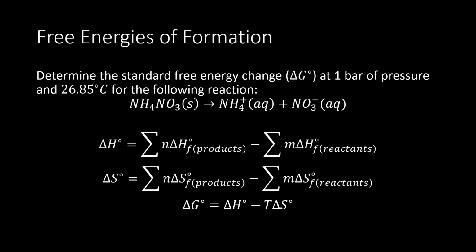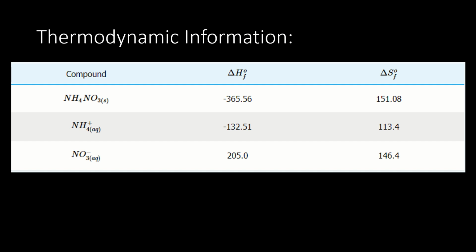And then doing the same process for entropy, where we would sum up the entropies of formation of all the products multiplied by their stoichiometry minus the sum of the entropies of formation for all reactants multiplied by their stoichiometric coefficients. And then once we have those values, whatever temperature we're at, we'll have to convert it to Kelvin. Therefore, delta G naught equals the standard enthalpy minus the product of temperature times the total standard entropy. And let's see.